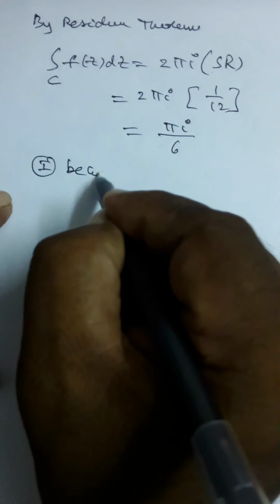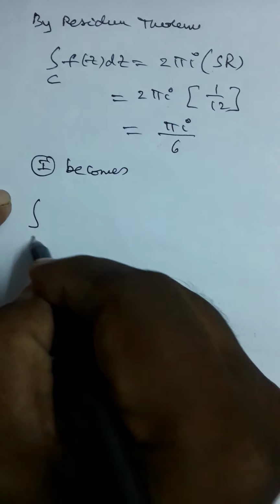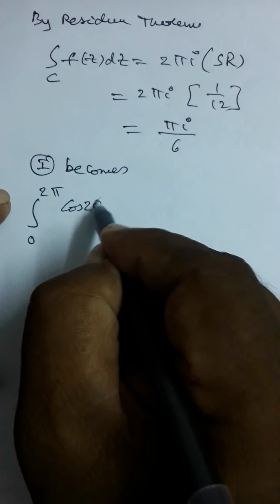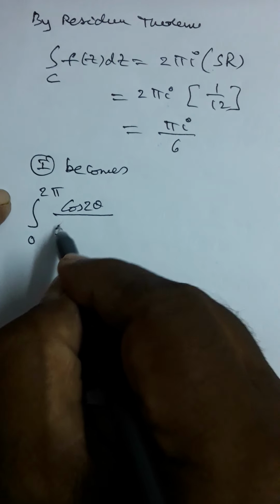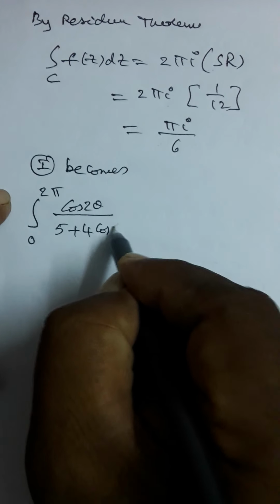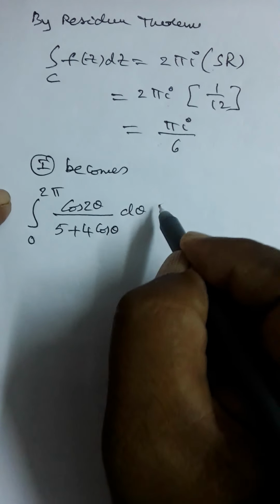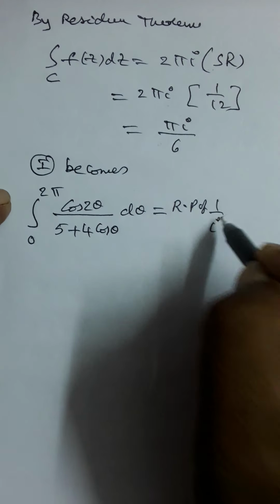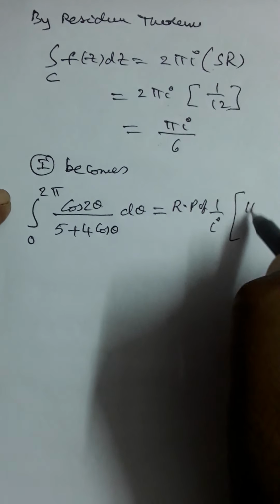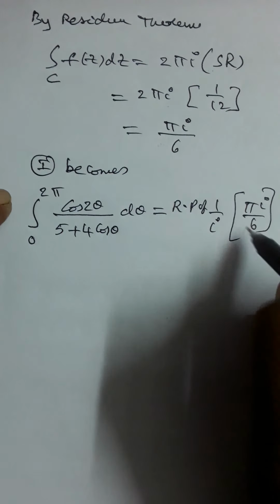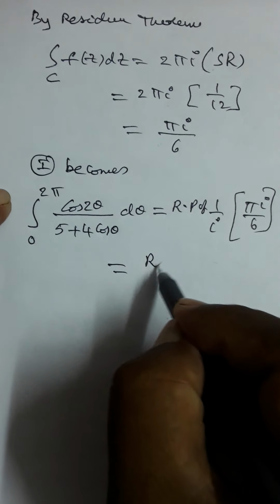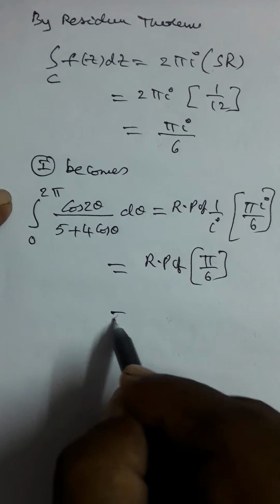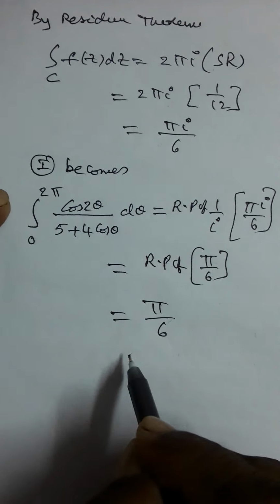So the integral from 0 to 2 pi of cos 2 theta by 5 + 4 cos theta d theta is the real part of 1 by i times the integral value pi i by 6. The i cancels, and the real part of pi by 6 is pi by 6.